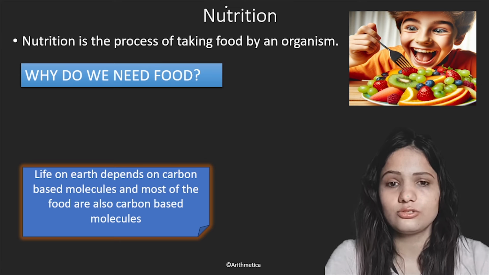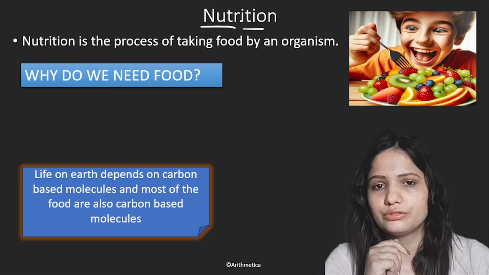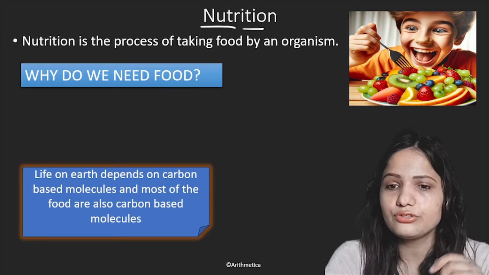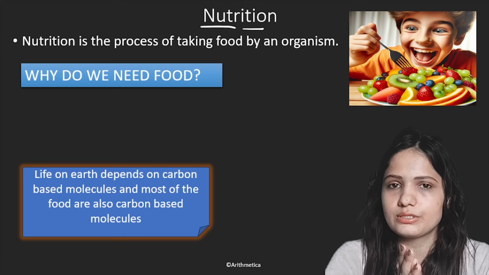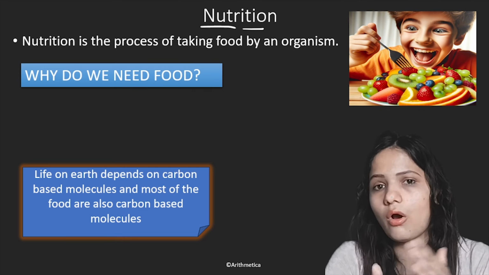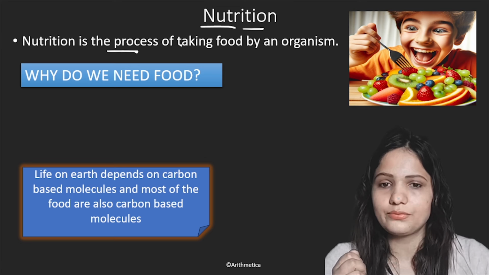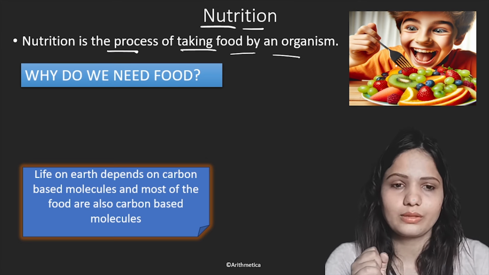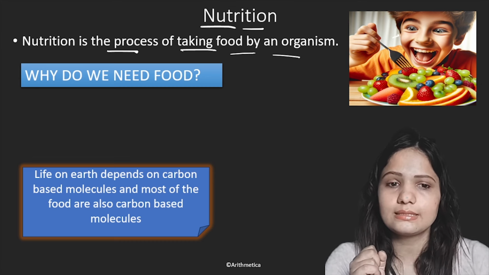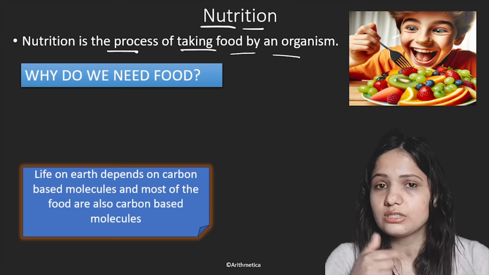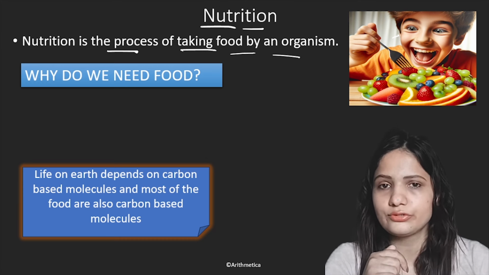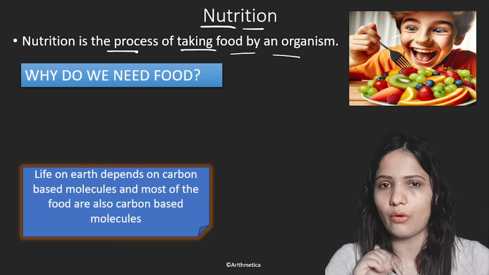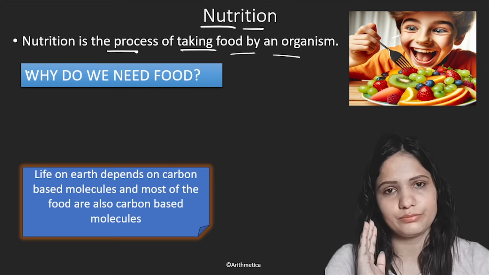Okay. Next slide is about nutrition. What is this nutrition? Well, first we have to have an idea of what nutrition is. So the definition of nutrition is the process of taking food by an organism. It's a life process of taking food by an organism. Let's say in the picture on the right corner, see, this kid is taking food. So this process of taking food is known as nutrition. Now we understand nutrition is the process of intaking food by an organism. This is the simple definition you have to keep in your mind.